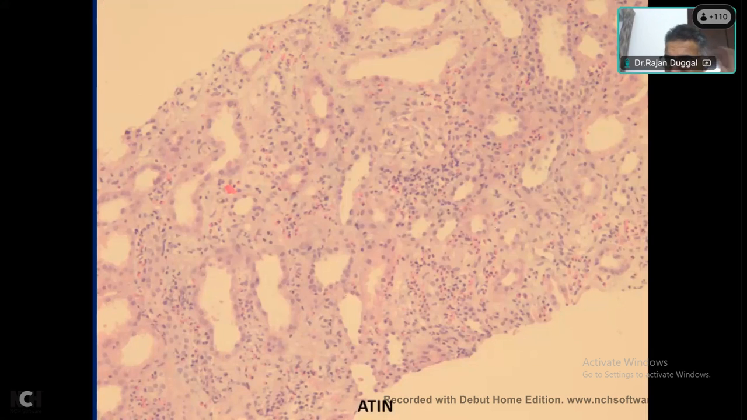For example, look at this case. So you can see these tubules. Even at this magnification, you see the interstitium is expanded, and it is very pale. It is not a very pink looking interstitium. Even at this magnification, you see some orange color cells.